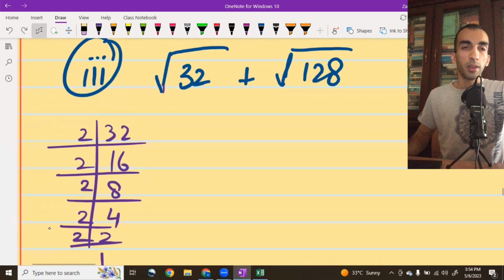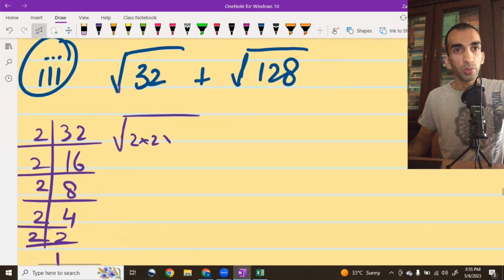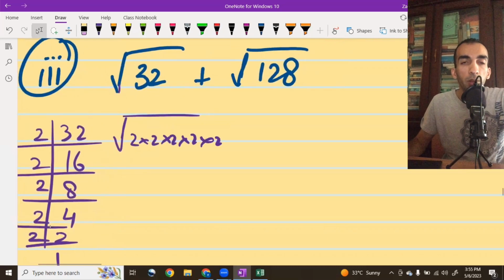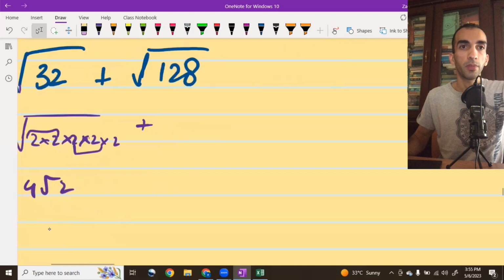How many 2's are inside the square root jail? 2 into 2 into 2 into 2 into 2. How many of them can come out? Only 4. So these two would team up. So it would be 4 square root 2. Shabash.